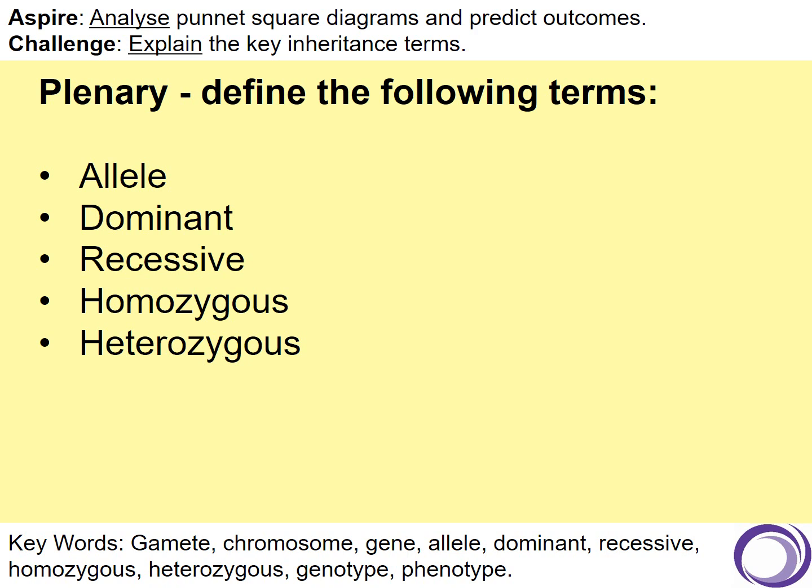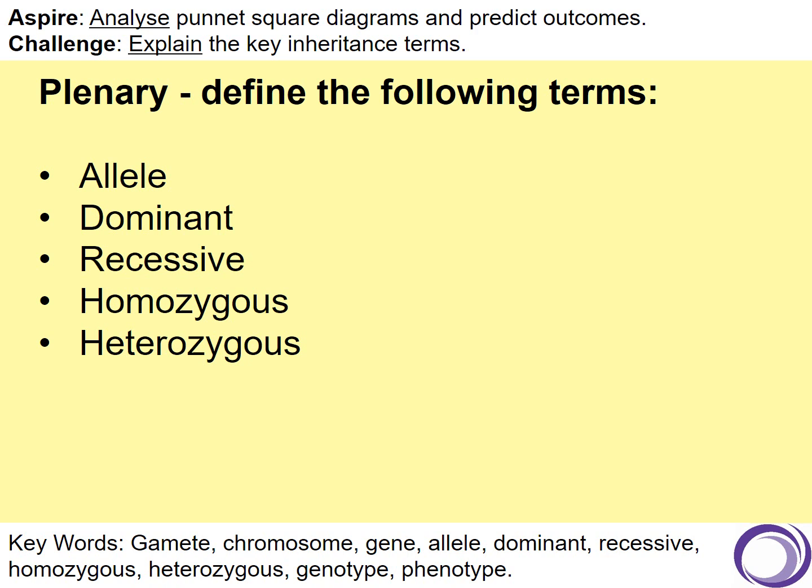A recessive allele would be shown in the phenotype of the offspring only if both the alleles were recessive. So they both have to be recessive for a particular characteristic for the phenotype to show the recessive trait.